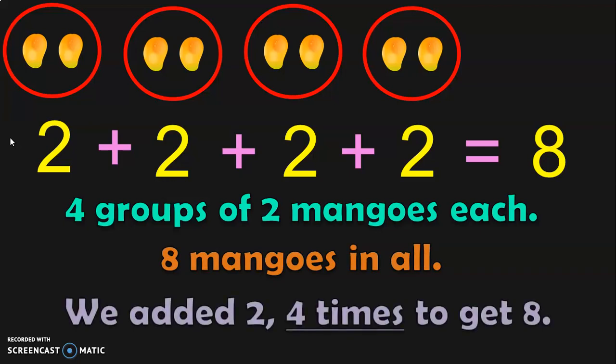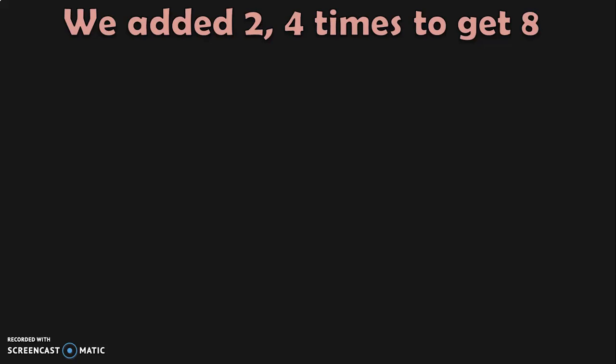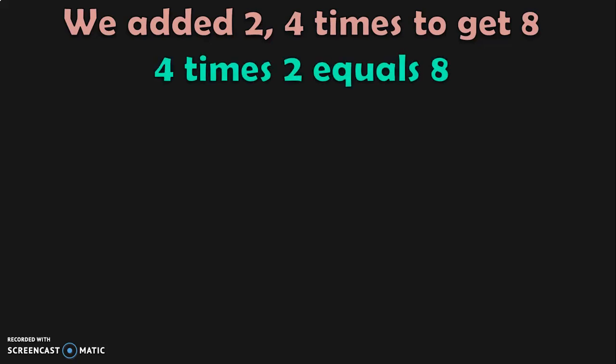What did we do here? We added 2 4 times to get 8. Remember this, we added 2 4 times to get 8. 4 times 2 equals 8. This is another way you can write the same statement.